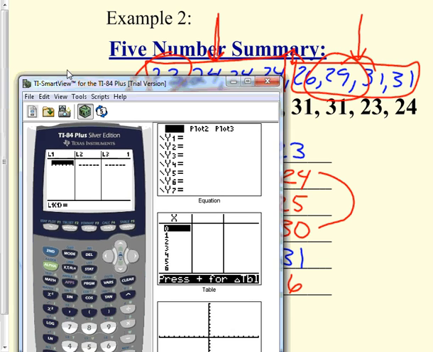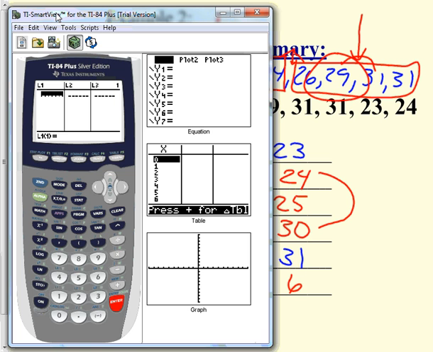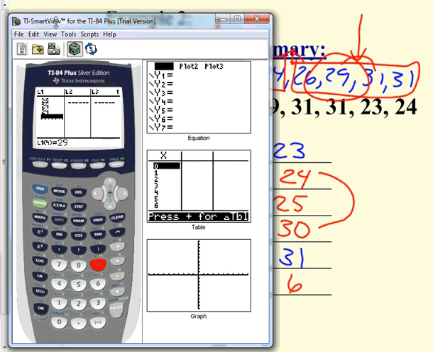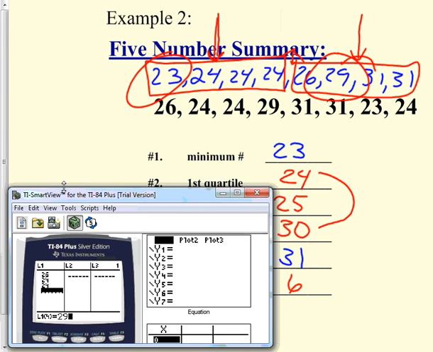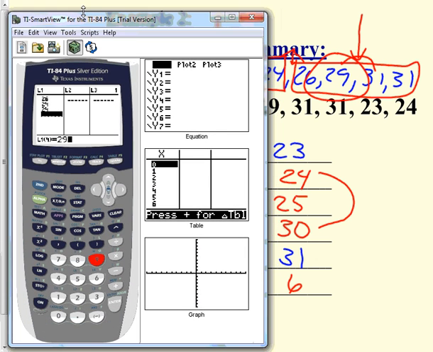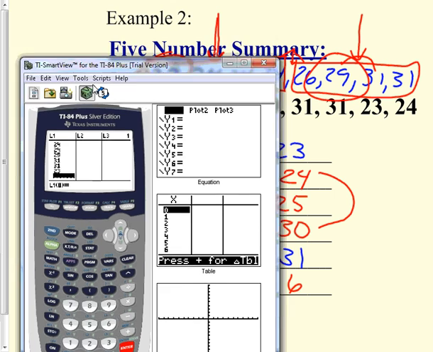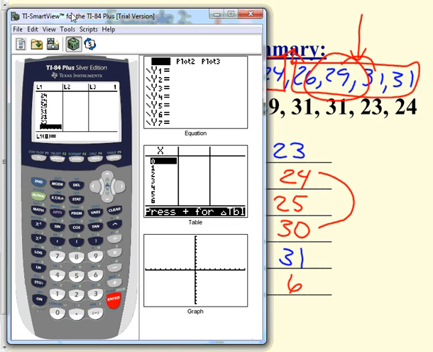26, 24, 24, 29, 31, 31, 23, and then 24.